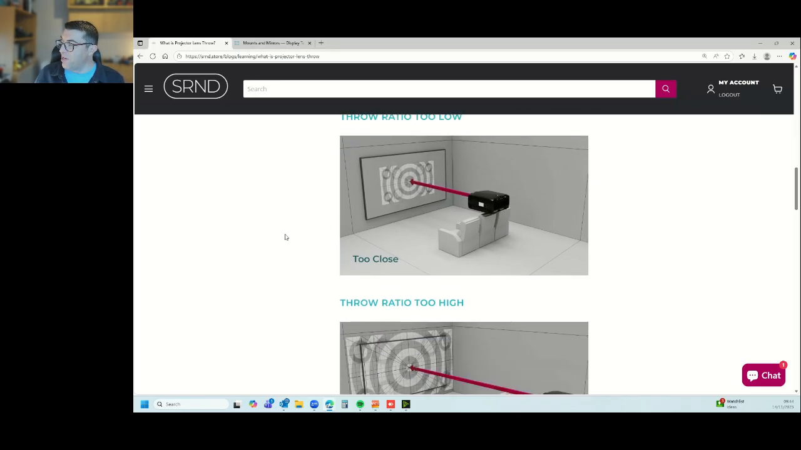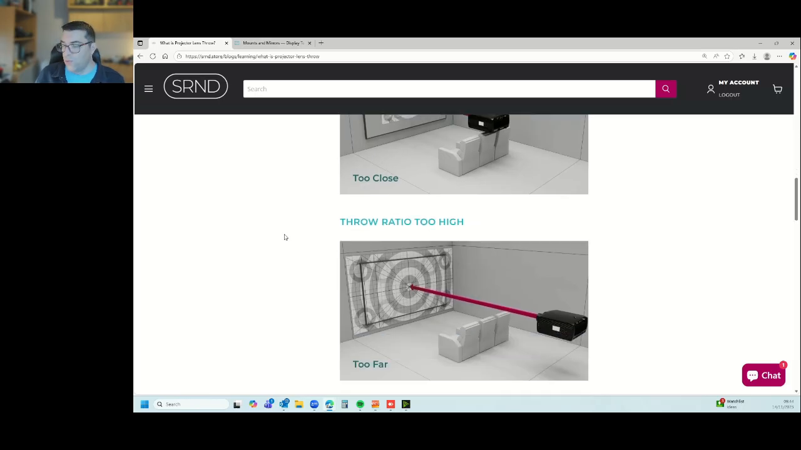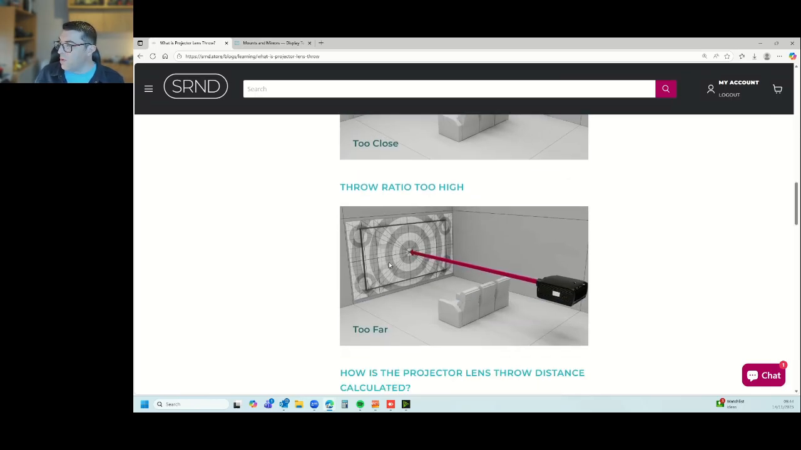Now, the next bit of throw ratio is what happens if your throw ratio is too high? Well, then you will overscan the screen. The image won't get small enough to fit. Now, in my opinion, this is a much more desirable, or rather much less undesirable, situation than not being able to fill the screen at all.